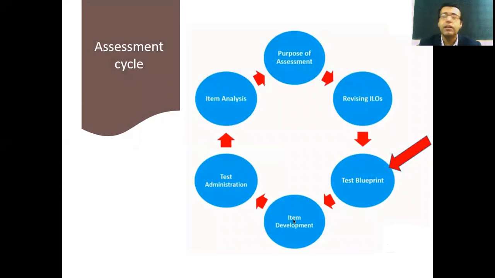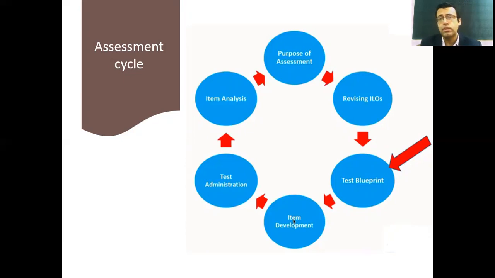Assessment cycle. Number one, we should know the purpose of assessment. Number two, revise carefully the intended learning outcomes. By revising the learning outcomes, we should design the test blueprint, which is the contract between the course coordinator and the student.